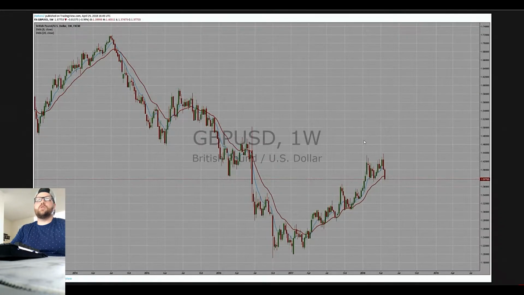All right, the next pair is going to be GBP USD on the weekly time frame. Last week's candlestick was extremely bearish, much like the week before that. So we had two substantial bearish candlesticks. This candlestick did break below the 20 EMA, so we'll see if this coming week is going to be bullish, breaking back up above those EMAs or not.